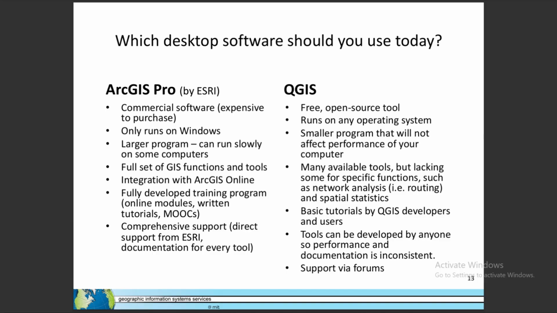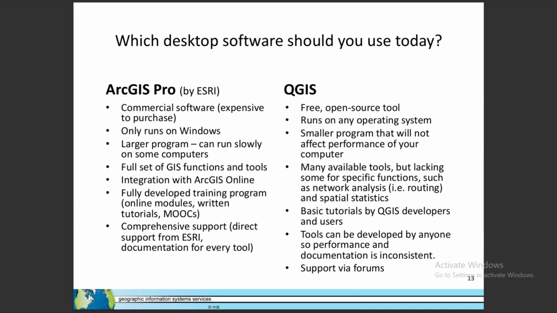ArcGIS Pro or QGIS? This is a genuinely important question, and the honest answer is, it depends on your situation. Let's look at both side by side. ArcGIS Pro, made by Esri, is the industry standard in many professional and government contexts. Here's what you need to know about it. It's commercial software, meaning it costs money. Individual licenses can be expensive, though many universities and organizations have institutional licenses that give students and researchers free or discounted access. It only runs on Windows. If you're on a Mac or Linux, you'll need a workaround.